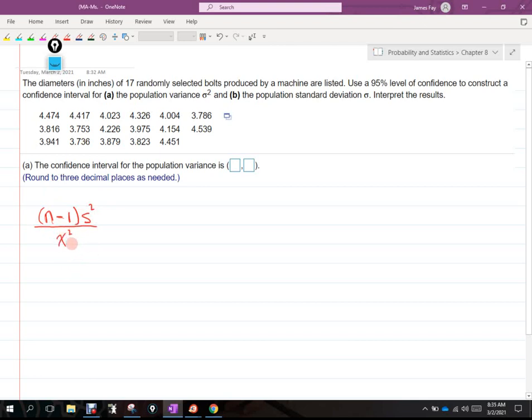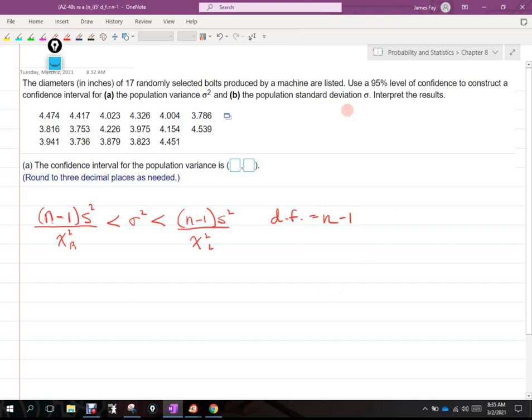Now this is going to be the chi-squared right value. It doesn't matter though, it's just the chi-squared that we get back that is biggest. That's going to be less than sigma squared, which is what we're trying to estimate here, our variance. And then n minus 1 s squared over chi-squared left. You've got to remember that degrees of freedom is equal to n minus 1 in this case.